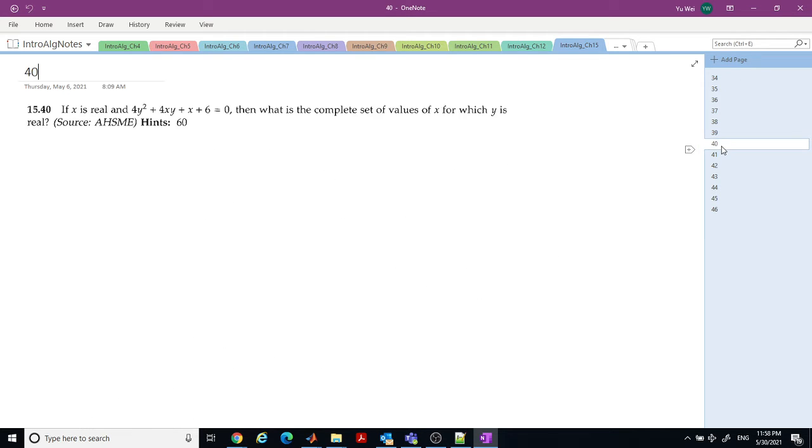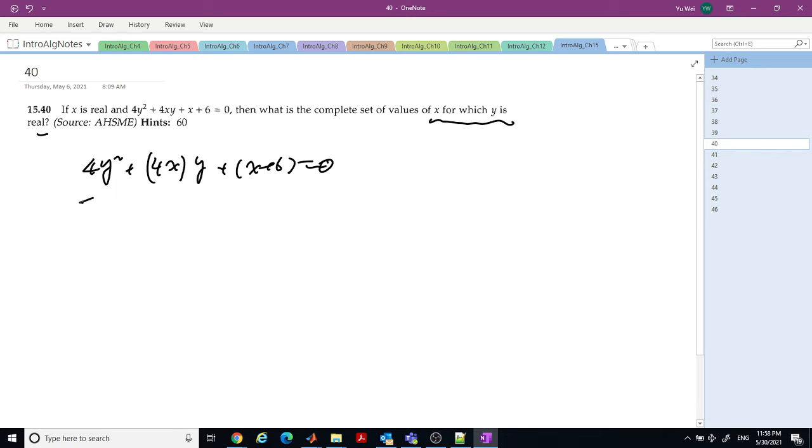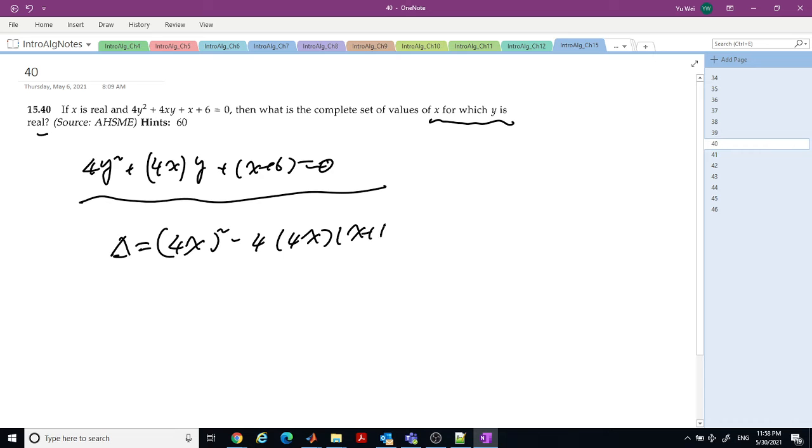Next, if x is real, what is the complete set of x for which y has real solutions? 4y squared plus 4x y plus x plus 6 equals 0. We want y to have real solutions. This is a quadratic in y, so the discriminant, 16x squared minus 4 times 4 times (x plus 6), must be greater than or equal to 0.